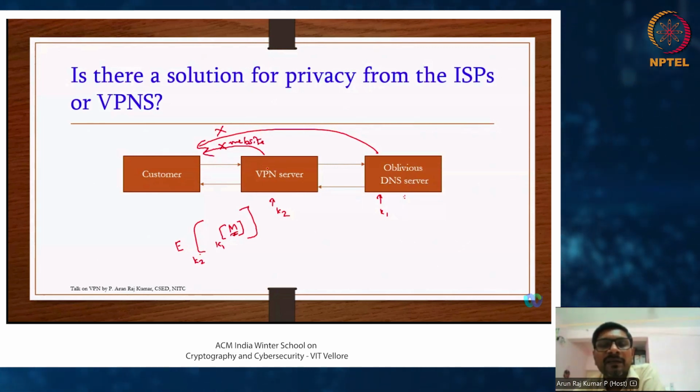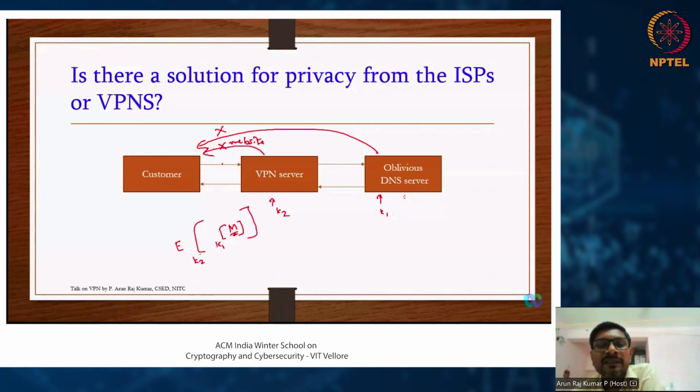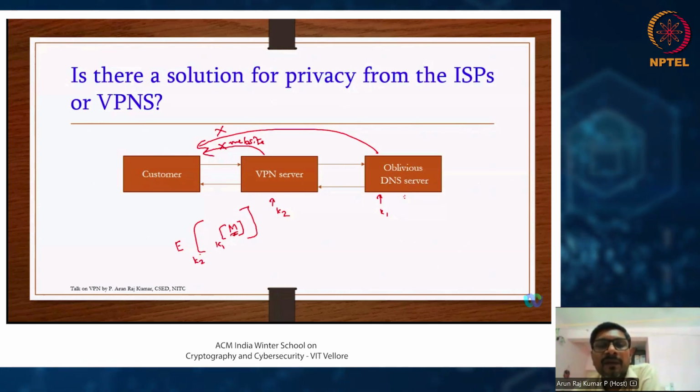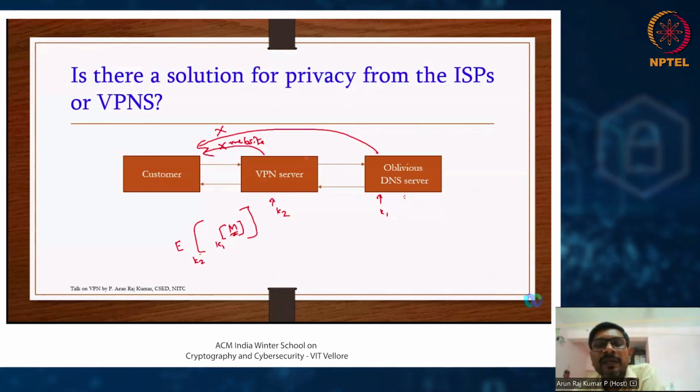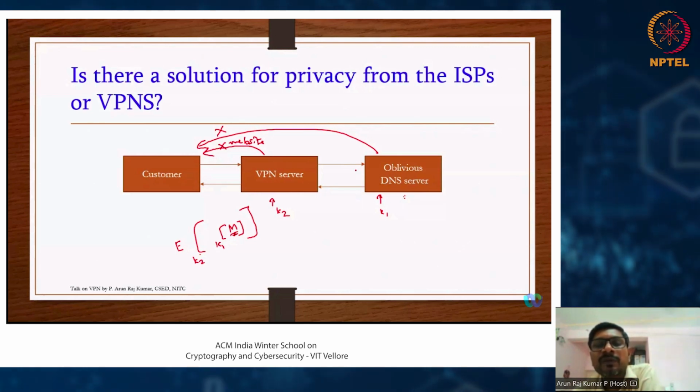Okay? So what website they are watching, the VPN server doesn't know. And the oblivious DNS server only knows the website for which they wanted the IP address sent back, right? But it doesn't know who is accessing the website. Right? So you could see double encryption actually protects privacy from these two parties.